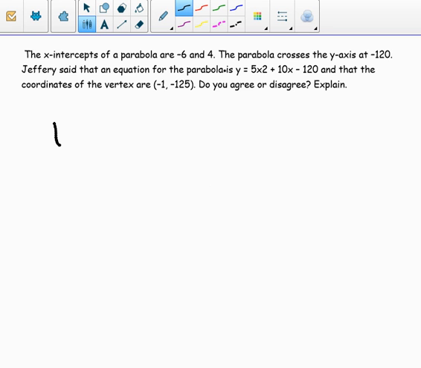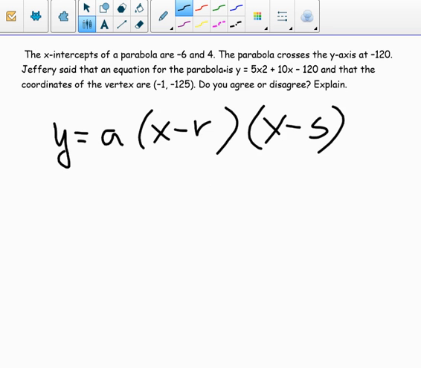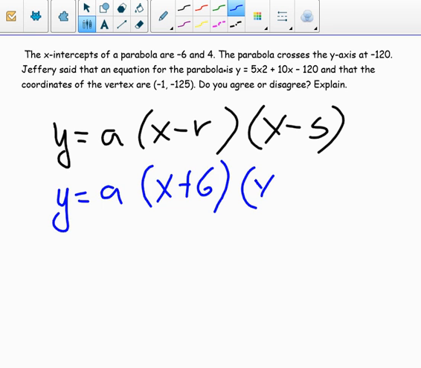Okay, so first, we will write the equation in factored form. Let's write it: y equals a(x minus r)(x minus s). So now we have 2 points, -6 and 4, the x-intercepts, or the zeros, as we call them. When a negative is put into the equation it becomes positive, and when a positive is put in, it becomes negative. So y equals (x plus 6).